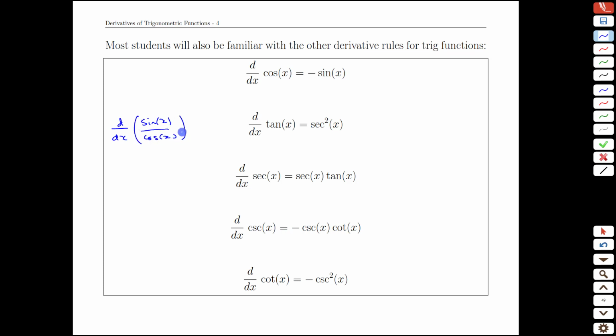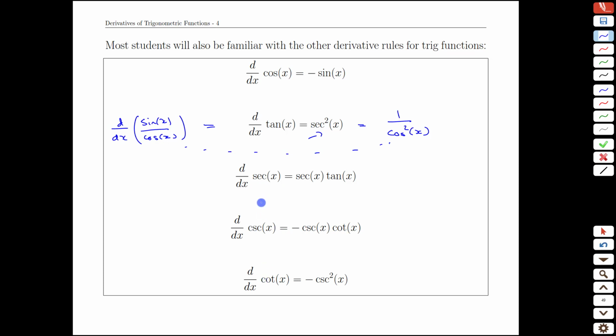If you take the derivative of tan, that's the same as the derivative of sine of x over cos of x, and if you do some work, you can get back to secant squared of x, just remembering that secant of x is 1 over cos, so secant squared of x is 1 over cos squared. So this rule, if you don't remember it off the top of your head, you can derive it in about 3 steps using the quotient rule and the definition of tan.